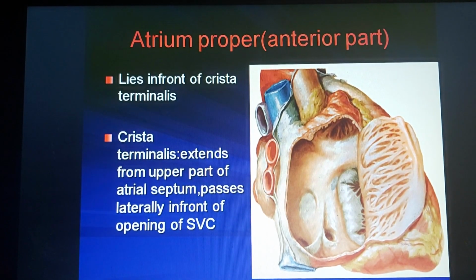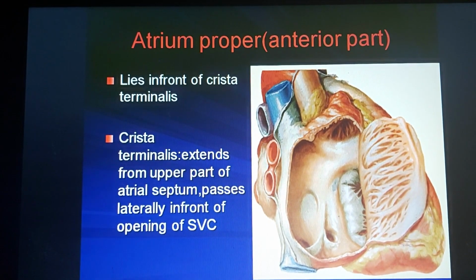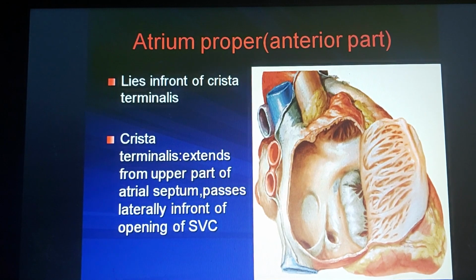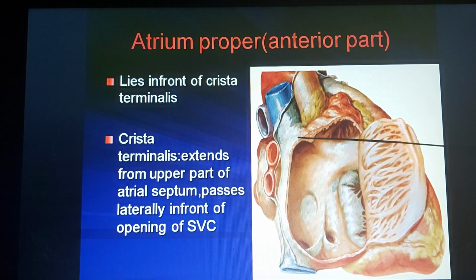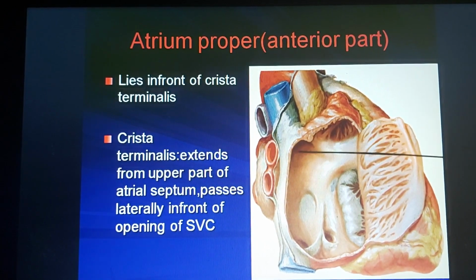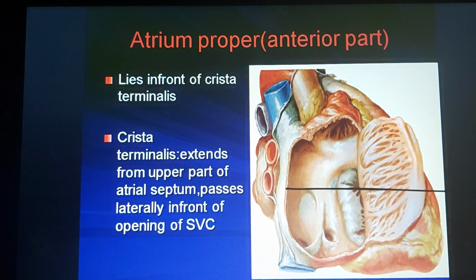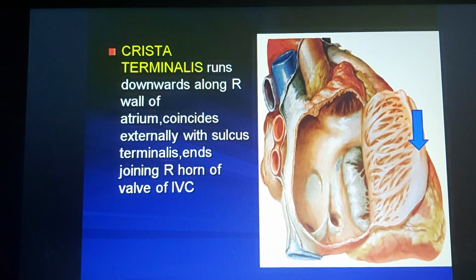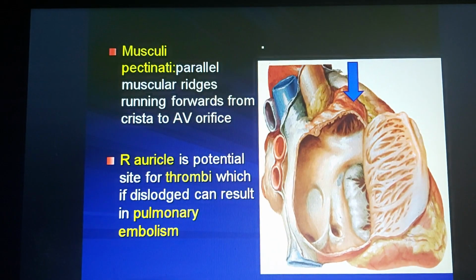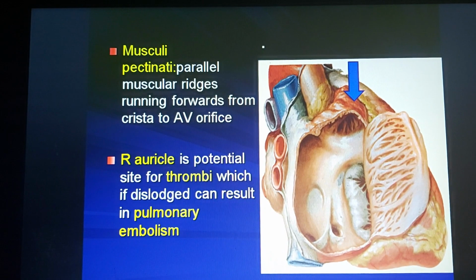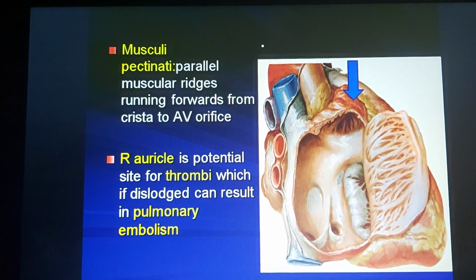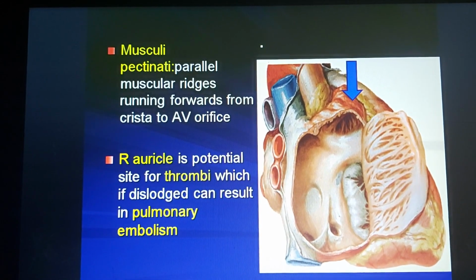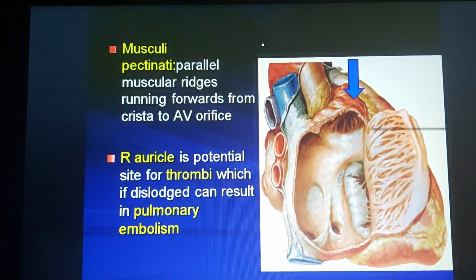The atrium proper, otherwise the anterior part, lies in front of the crista terminalis. This crista terminalis extends in front of the superior vena cava downwards and laterally, and ends within the right horn of the inferior vena caval valve. The musculi pectinati are parallel muscular ridges running forwards from the crista terminalis towards the atrioventricular orifice.